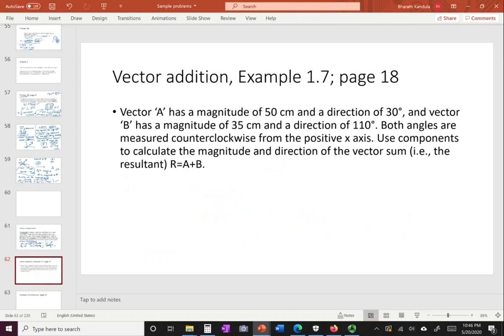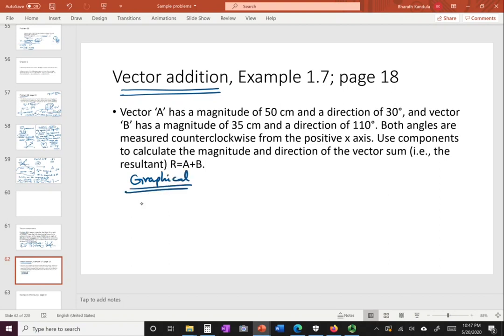Now, the next problem, a vector addition problem. In this problem we are adding vectors. Let's learn how to add vectors before we do this problem. There are two different ways you can add vectors graphically.